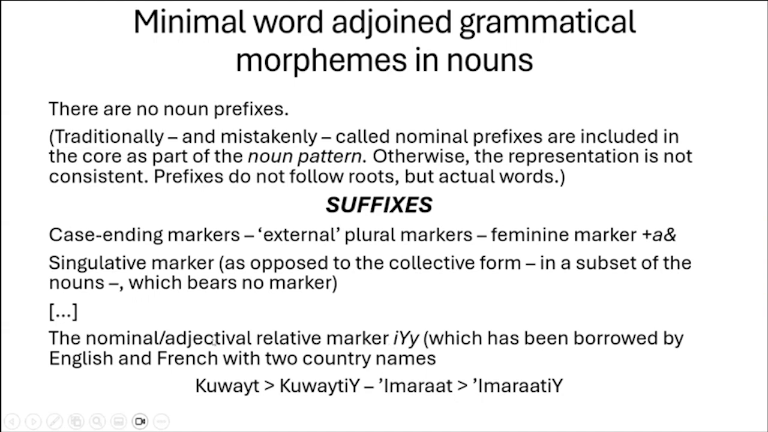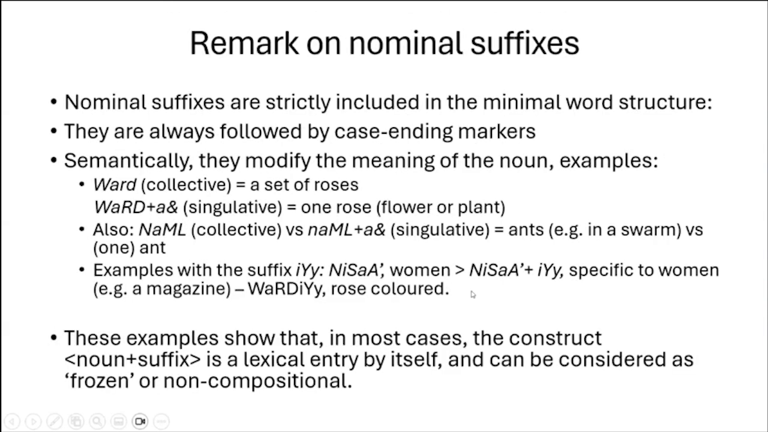a nominal adjectival relative marker, e, which is borrowed in English and French, where we say Kuwaiti to say someone from Kuwait, Emirati to say someone from the Emirates. That's just for the pleasure of recalling it.